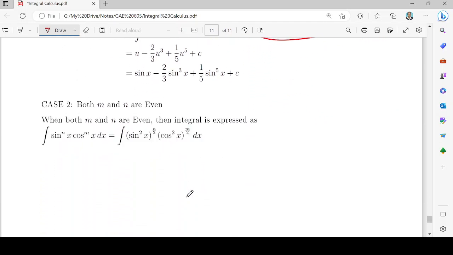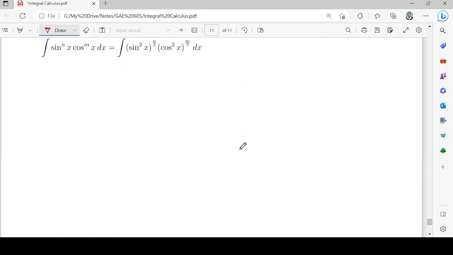Now, in that case, m and n were either both odd, or at least one of them was odd. But now, in the case where both m and n are even, then we choose a different approach. If m and n are both even, then m over 2 is an integer. So we can write sine squared x raised to power n over 2 times cos squared x raised to power m over 2. Then here we are going to choose some different identities.